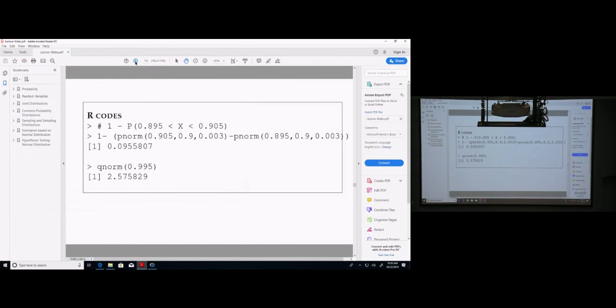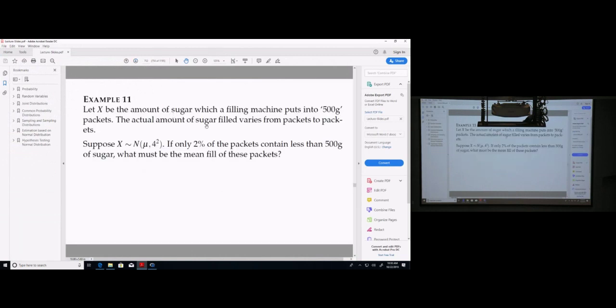All right. So let X be the amount of sugar which a filling machine puts into half-kilo packets. The actual amount of sugar filled varies from packet to packet, because of some uncertainty or natural variation. So suppose X has a variance of 4 square, which should mean 4 grams, in the same unit as this. So this is fairly precise, and the mean mu, but sometimes the machine might be miscalibrated, so it might give you a little bit more or a little bit less.